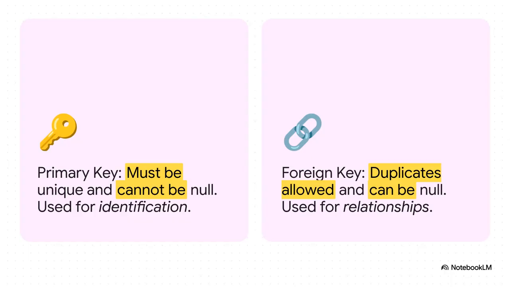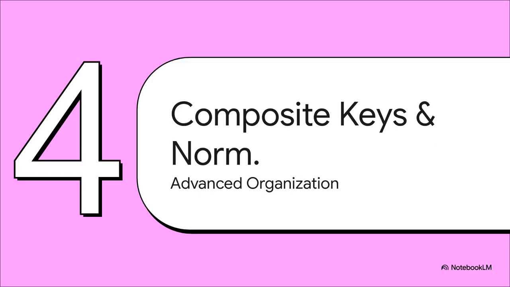Now pay close attention here because this is a classic exam trap. To be crystal clear, primary keys are for identification. They must be unique and they can't be null. Foreign keys are for creating relationships. They can have duplicates and they are allowed to be null. Got it? Good. All right, let's cover a special kind of key. And then we'll look at the big idea that makes this entire structure so powerful and efficient.